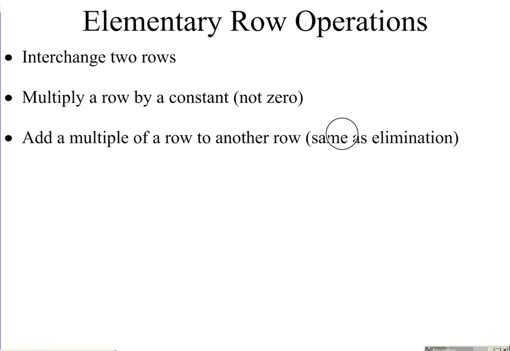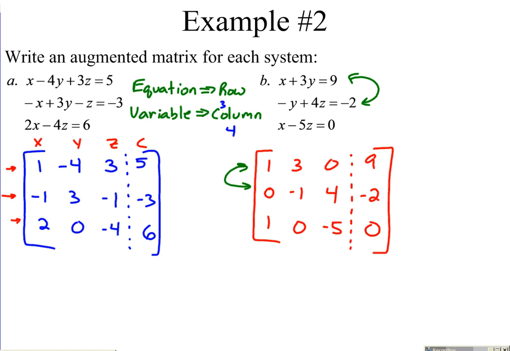And the third thing that we can do is we can add a multiple of a row to another row, which is the exact same thing as elimination. Let's take a look back here. Looking at this system, if I wanted to eliminate x's using these two equations, what would I do? Well, I'd multiply this equation by 2 and add it to the third equation. So in matrix terms, that's taking 2 times row 2, since that's equation 2, and then adding it to row 3. That's how we would describe that operation within the matrix, which is the same thing as what we do in elimination to eliminate x's.